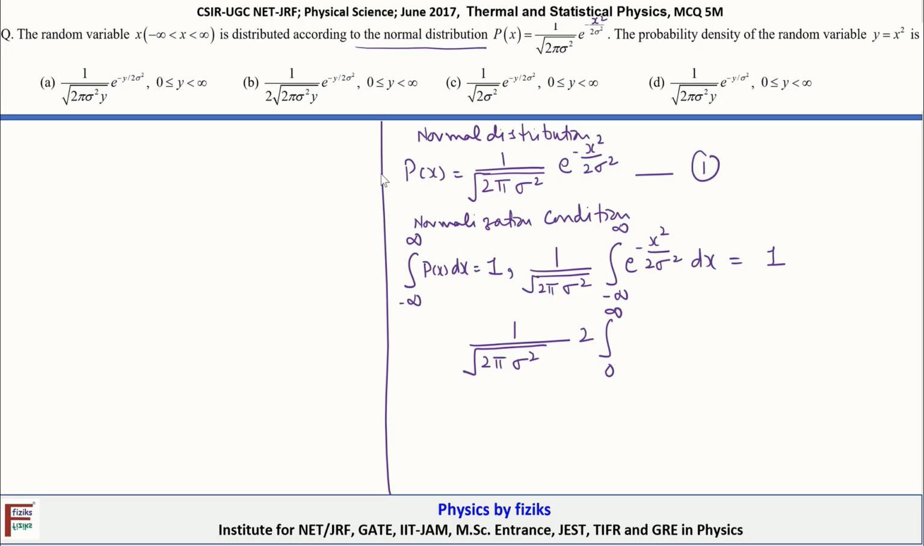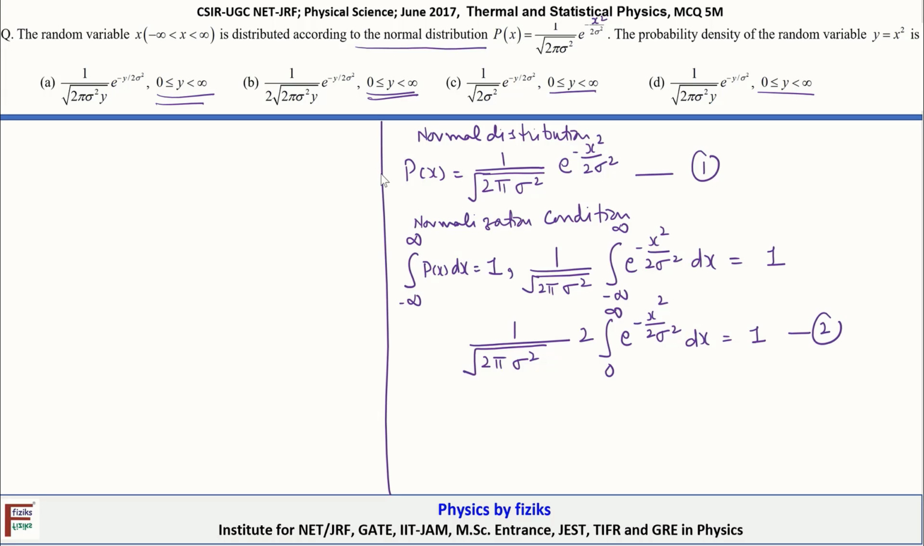So we are making this transformation because here we have to match the result with one of the options. Here the variation is given from 0 to infinity, so we are going to bring in another variable, y, in terms of x square. That's why we are doing this change. Exponential minus x square upon 2 sigma square dx is equal to unity. Let's call this equation 2.